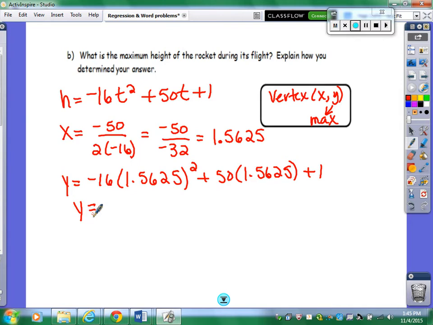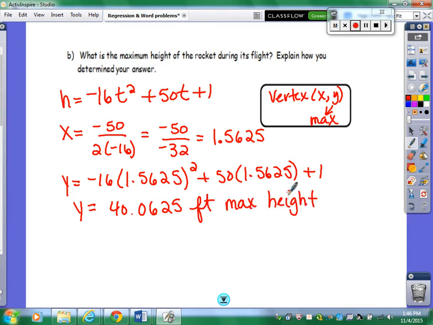All right, hopefully you got 40.0625, and don't forget your units. We're doing word problems, so always have your units, so that should be feet. So what's the maximum height? So a little over 40 feet is our max height.